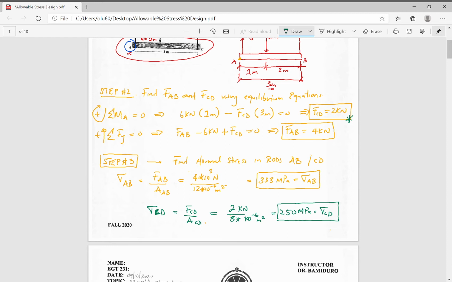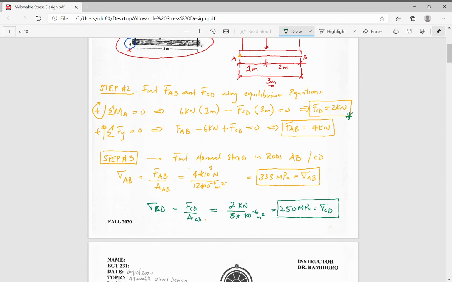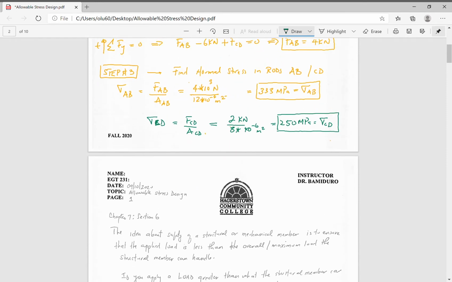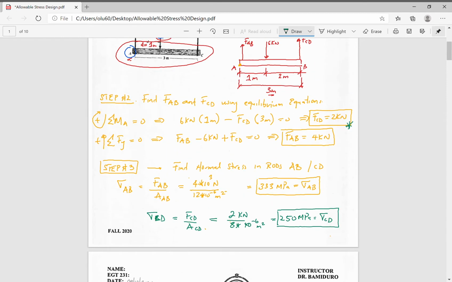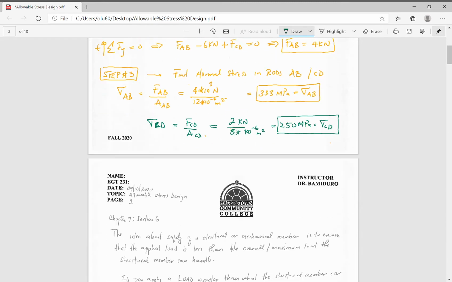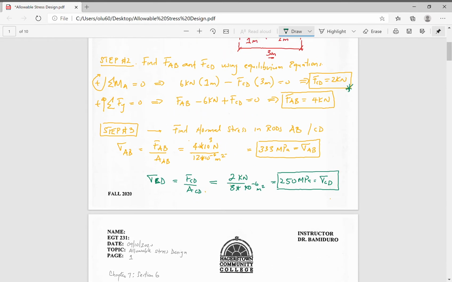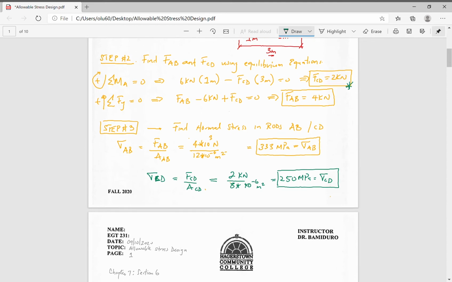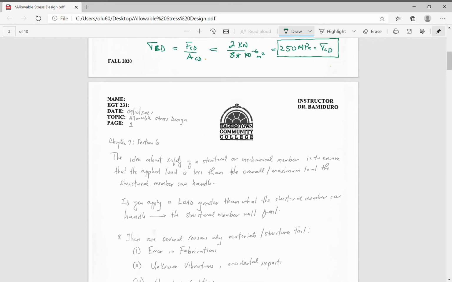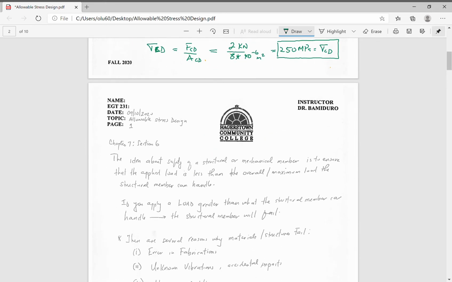I just want to go through that section again before we move on. Let me know if there are any questions. Thank you very much. Let's move on to section 6.